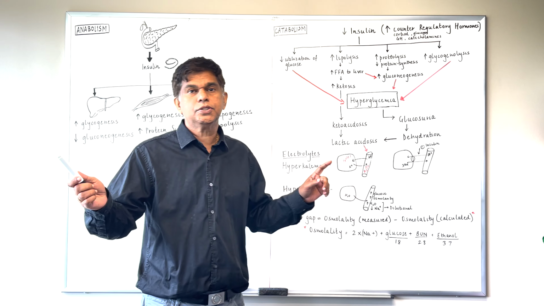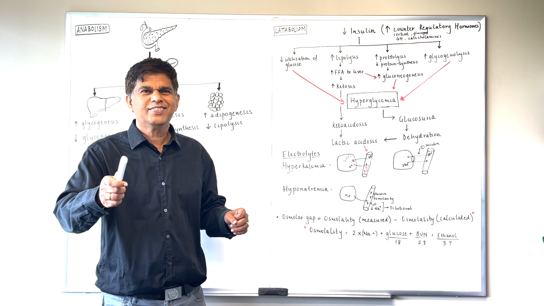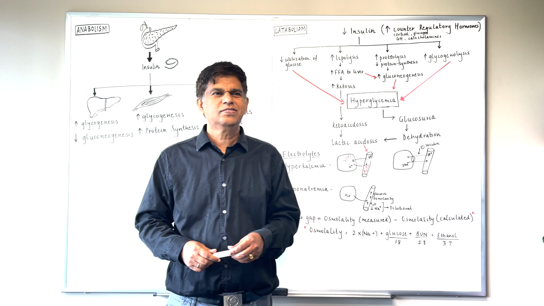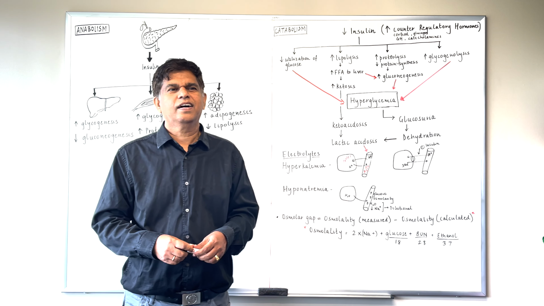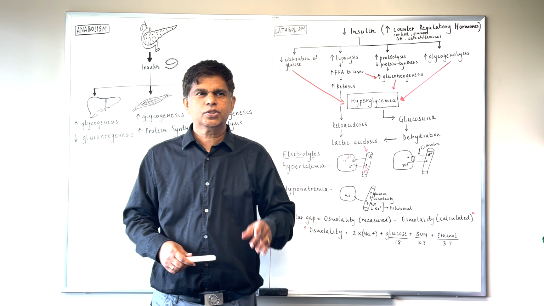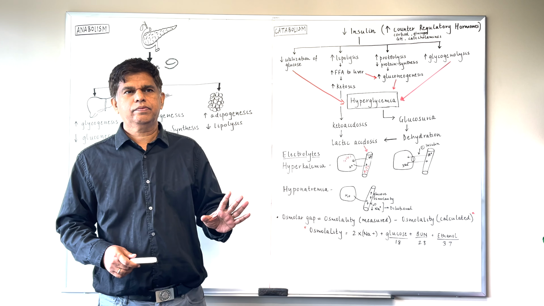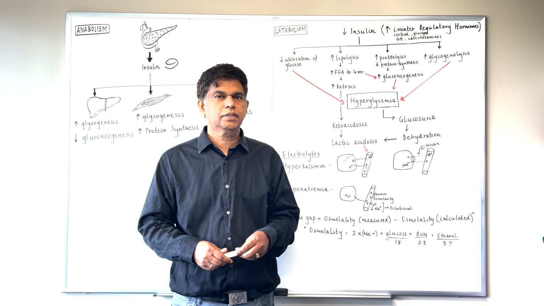Let me ask you this, what is the definition for DKA? Somebody tell me. Blood glucose greater than 250. Okay? And then what is the other thing?